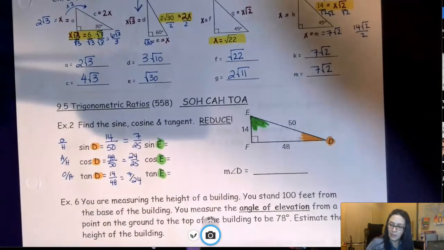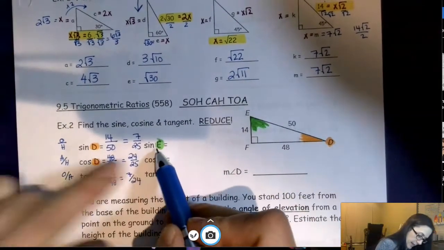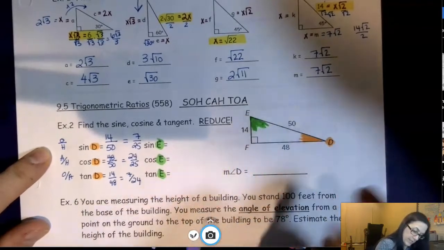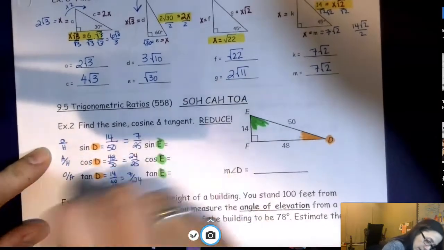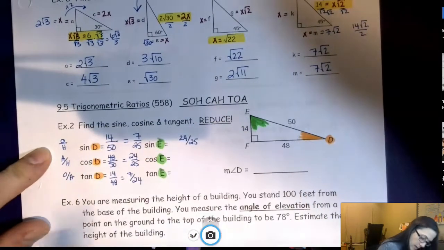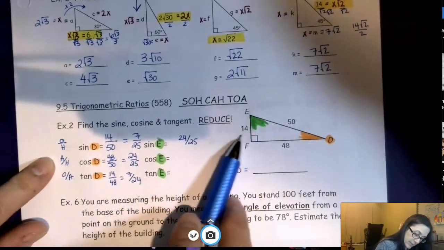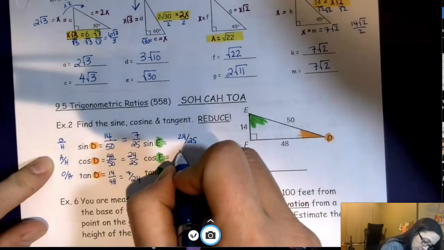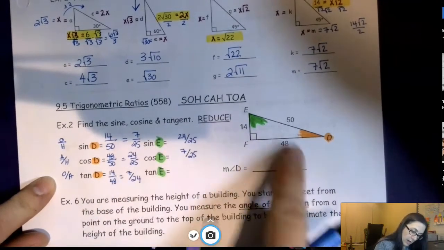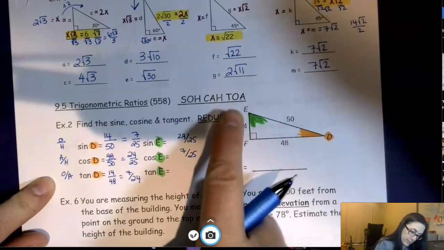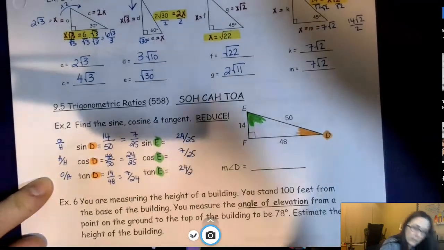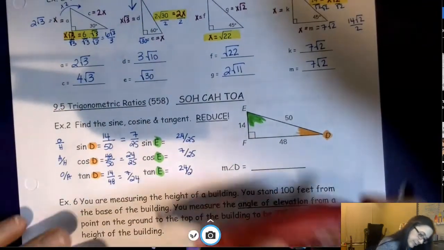So from E, I want sine, which is opposite over hypotenuse. Opposite of E is going to be 48 over 50. I'm just going to reduce that to begin with, and I'm going to write 24 over 25. Cosine is going to be adjacent of E, 14 over 50, or 7 over 25. Tangent is going to be opposite over adjacent, 48 over 14, or 24 over 7.